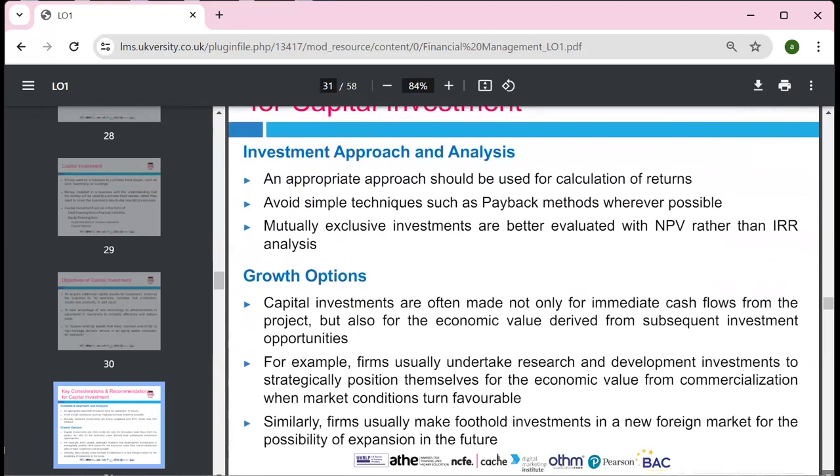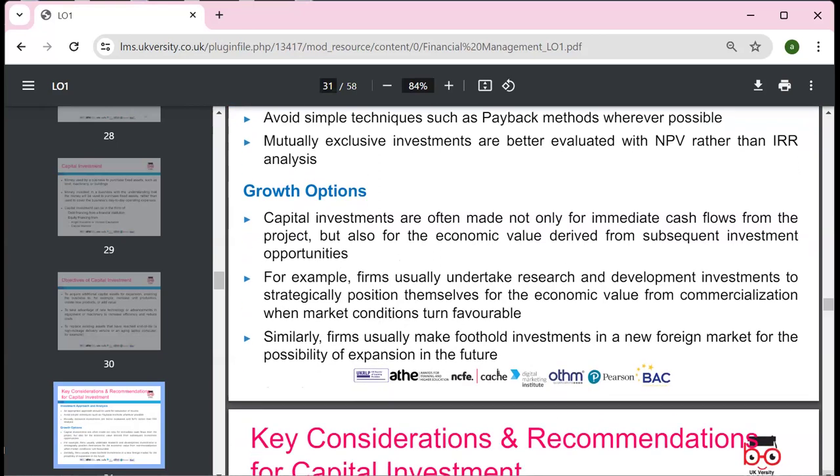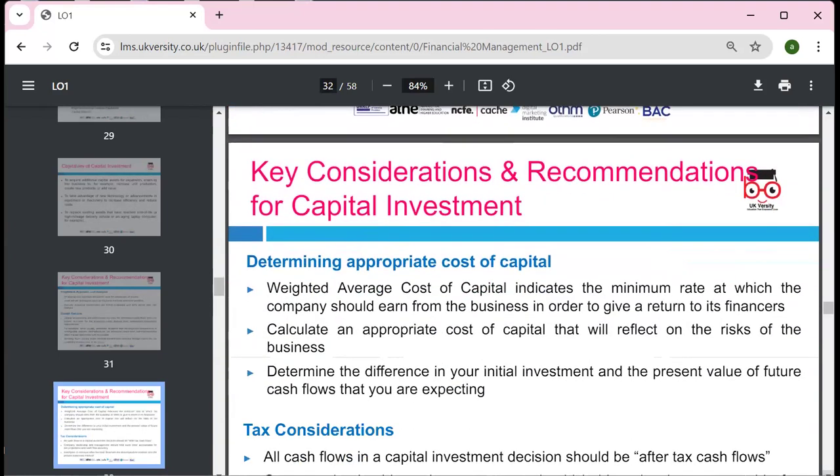Growth and decision options: capital investments are often made not only for the immediate cash from the project, but we also look at the economic value derived from subsequent opportunities. For example, a firm undertaking research and development strategically positions itself for economic value from commercialization and market conditions. Similarly, a firm uses a foothold investment in a new foreign market. Any questions, please?